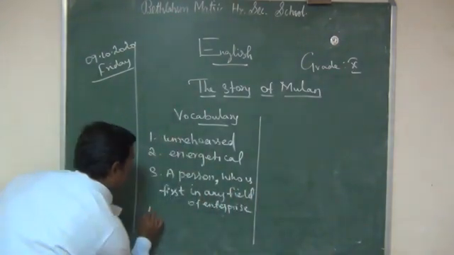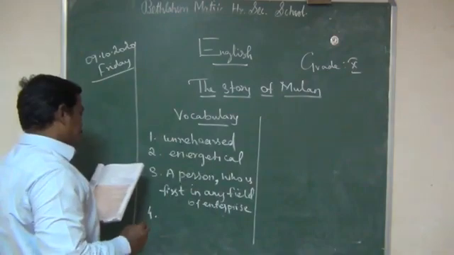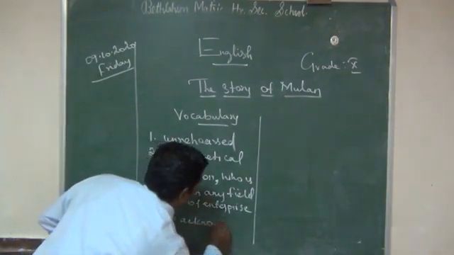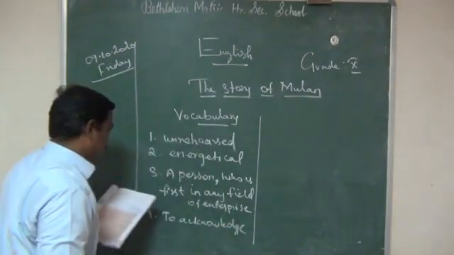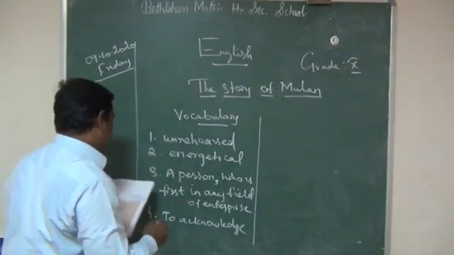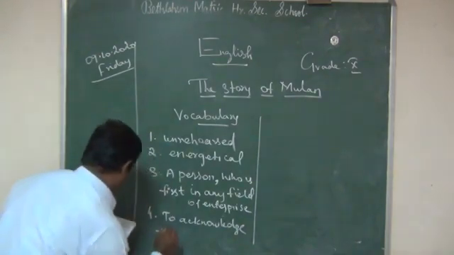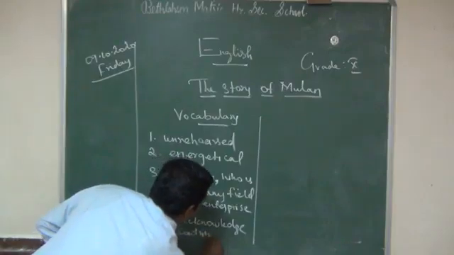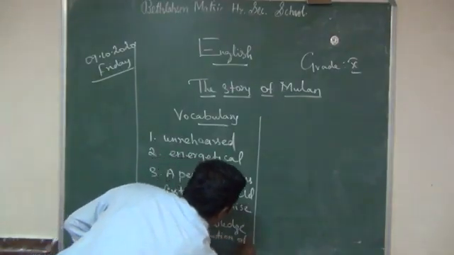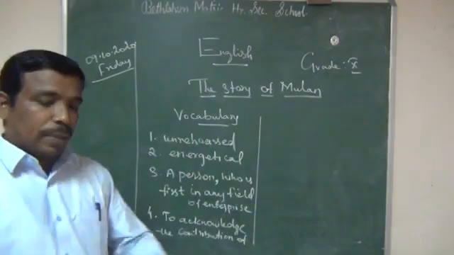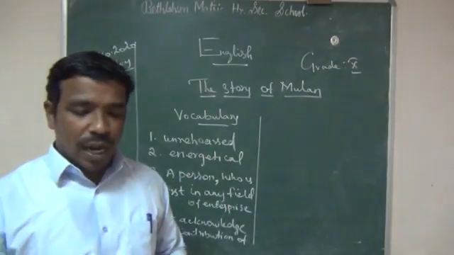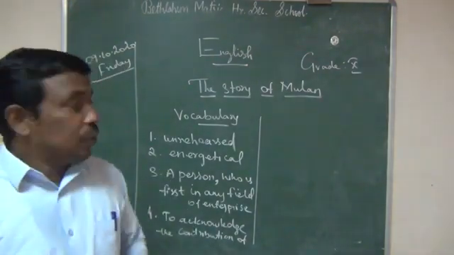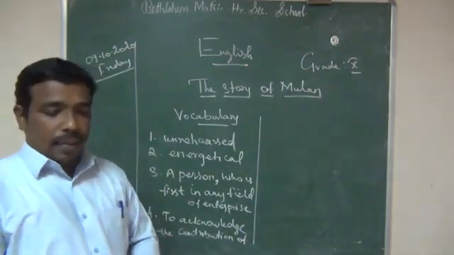Then credit, write the meaning of credit: to acknowledge the contribution of. Improvised means unrehearsed. Acrobatic means energetical. Okay, then pioneer.